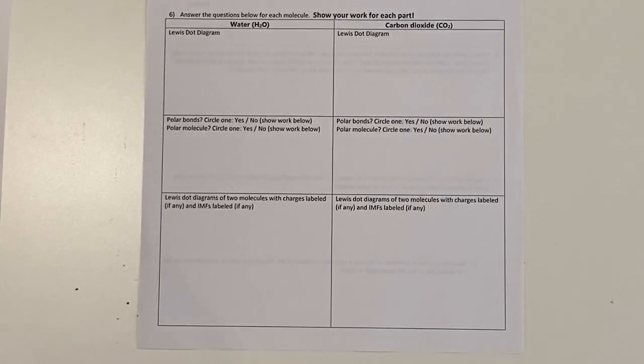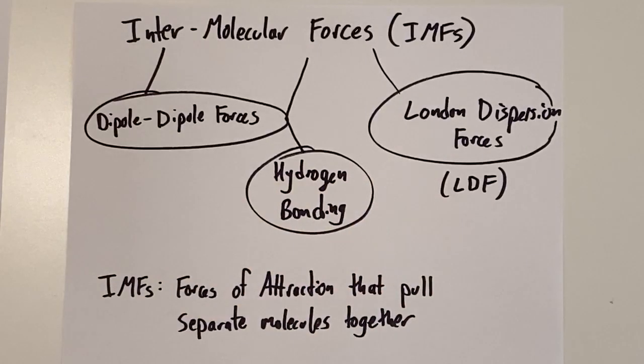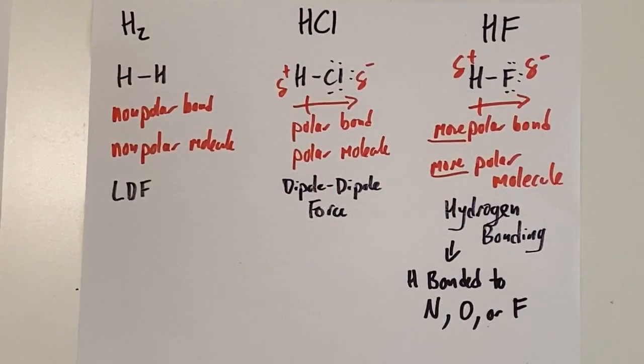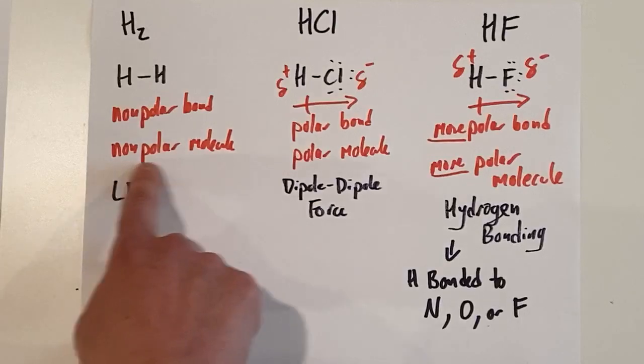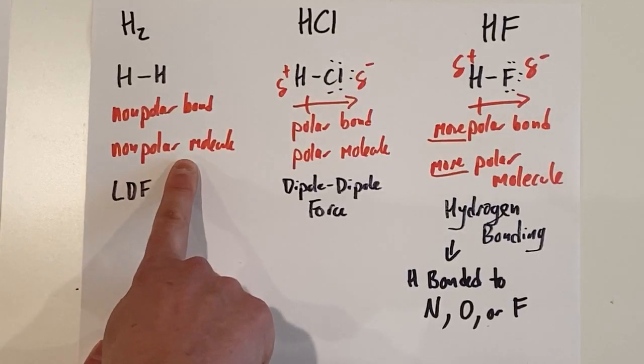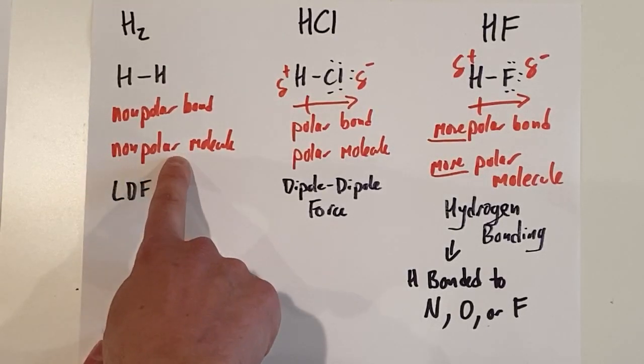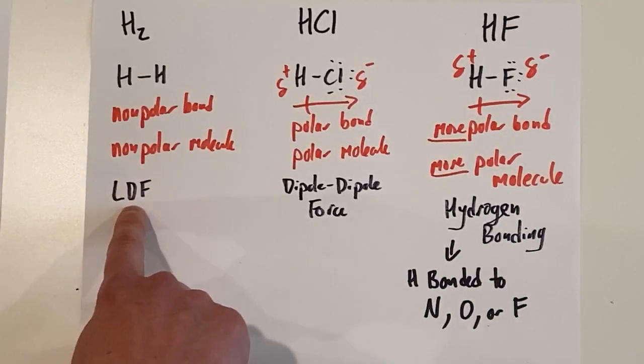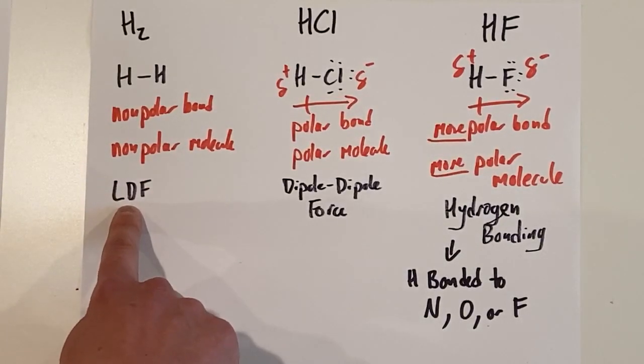First, let's remind ourselves about the three kinds of intermolecular forces. The three kinds of intermolecular forces, or IMFs, are dipole-dipole forces, hydrogen bonding, which is really just a subset of dipole-dipole forces, and London dispersion forces. So if you remember from this diagram here, if we only have nonpolar bonds, we're going to end up with a nonpolar molecule. This can also happen, a nonpolar molecule, if all of our polar bonds cancel out. Either way, if we have nonpolar molecules, the only IMF experienced is London dispersion forces, LDF.